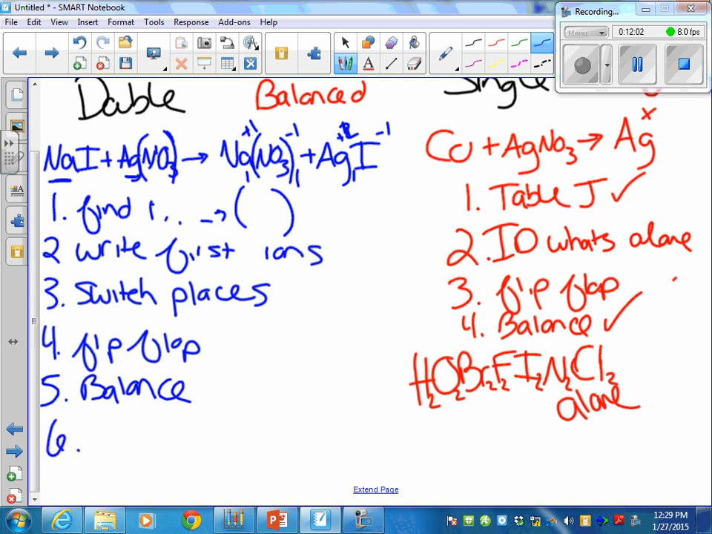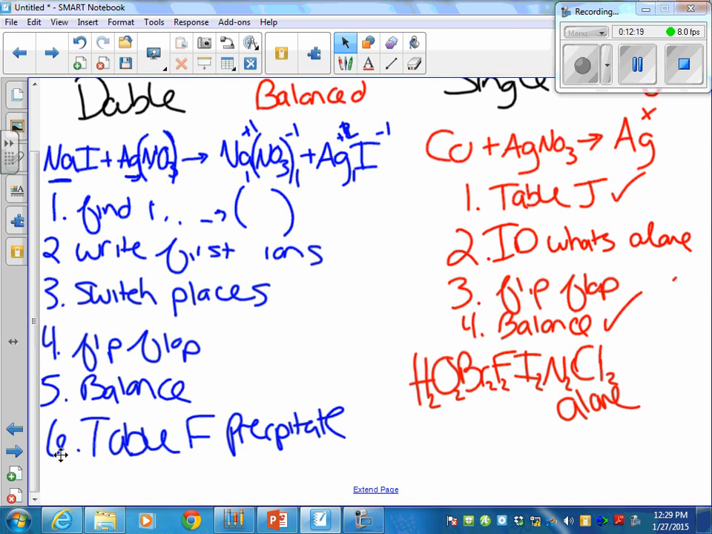Finally, my 6th step, 6 steps, can you remember that? Is to look at table F and find the precipitate. First thing I would do is look at those, there are 4 columns across on table F, okay? I would look at that 3rd column, and I'd see if anything applies to that 3rd column. That 3rd column are ions that are insoluble, and the exceptions are in the 4th column.